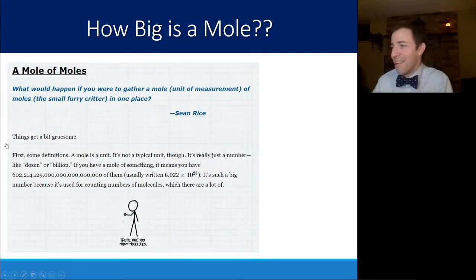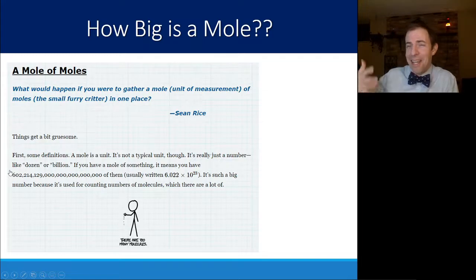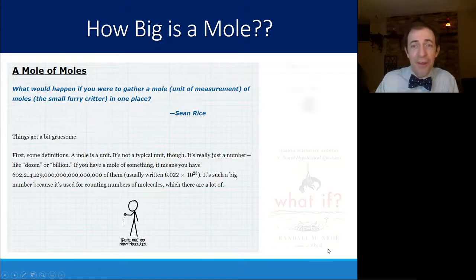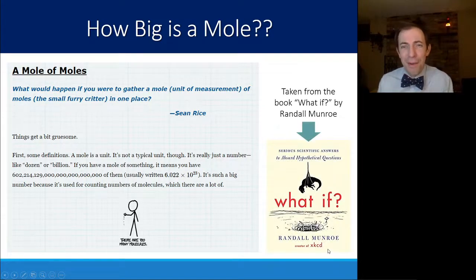First of all, if you're interested in more of these what ifs about the mole and how large that is, I recommend a blog called What If. It's also a book by Randall Munroe, and one of the blog posts is about what would happen if you gathered a mole of moles, the furry creature. And it's phenomenal.